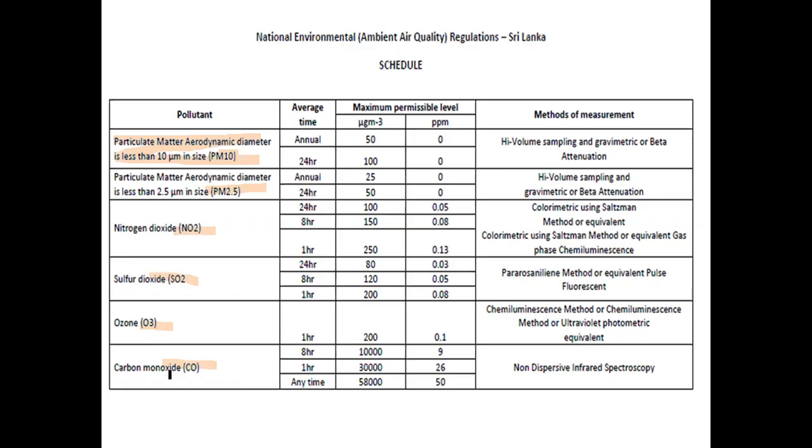So if the carbon monoxide is below 9, it is good air. If it exceeds 9 ppm, it can cause adverse health effects. Likewise, those are the indicators. So these are the criteria pollutants in Sri Lanka.